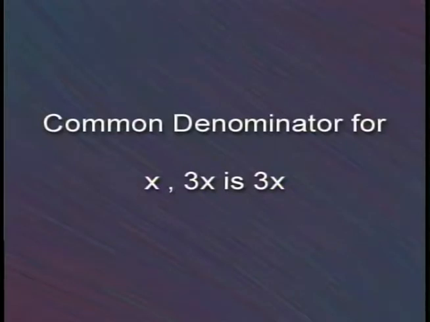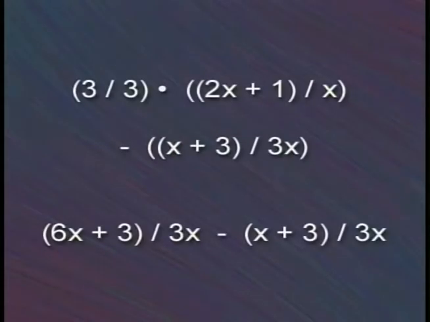To add or subtract fractions, we must first obtain a common denominator. This is also true when the fractions are composed of variables. What is a common denominator for x and 3x? The simplest common denominator is 3x. Using this denominator, we have only to transform the expression (2x plus 1) divided by x. Multiply the numerator and denominator by 3 to obtain (6x plus 3) divided by 3x.